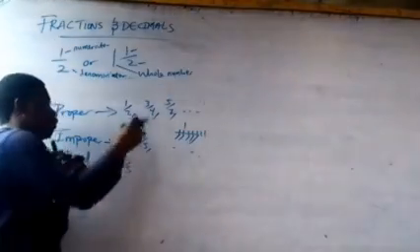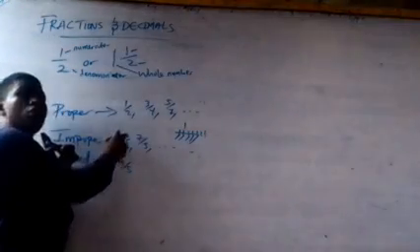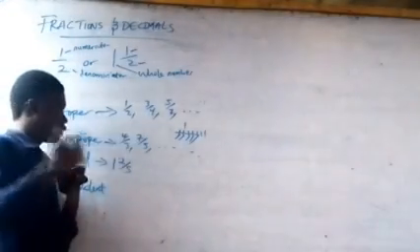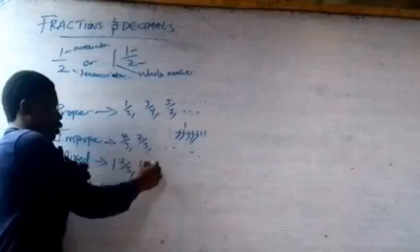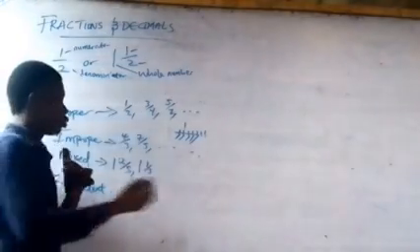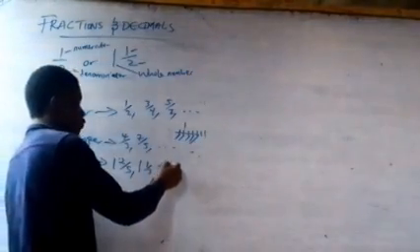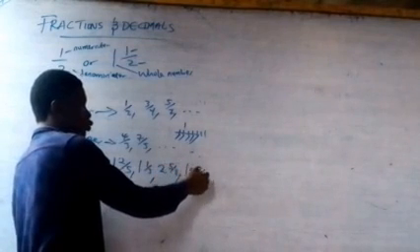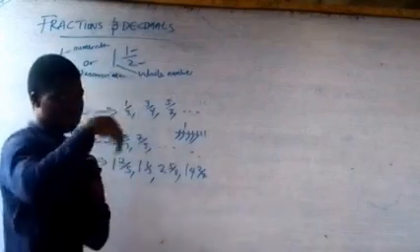Mixed fraction, we derive it from improper fraction. So if we're deriving from this 4/3, what will it be? Yes, you're right. It will be 1 and 1/3. So we can have 2 and 5/8. We can have 14 and 2/7, and so on and so on.